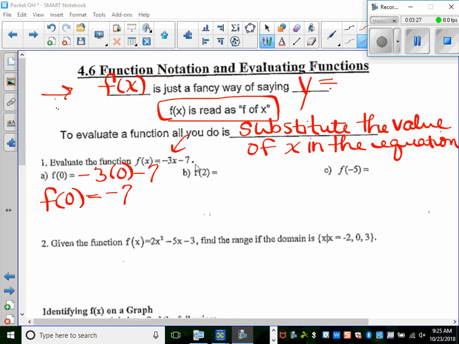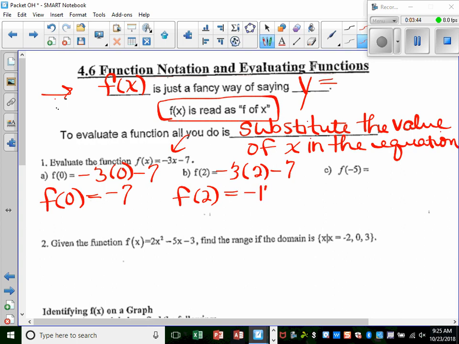Okay, then I'm going to do the next one. Same thing. I see this 2 here. So where I see x in the equation, I'm just going to replace it with 2. So negative 3 times 2 minus 7. So when x is 2, y is negative 13. So you can really actually write them as coordinates. Okay, you can really write, because that's really what it means. When x is 0, y is negative 7. When x is 2, y is negative 13. So the answer you're getting is the y value.